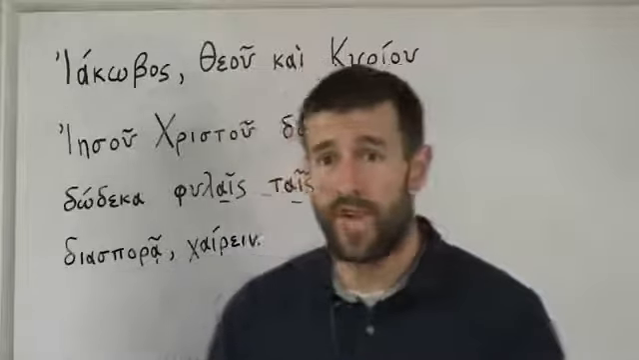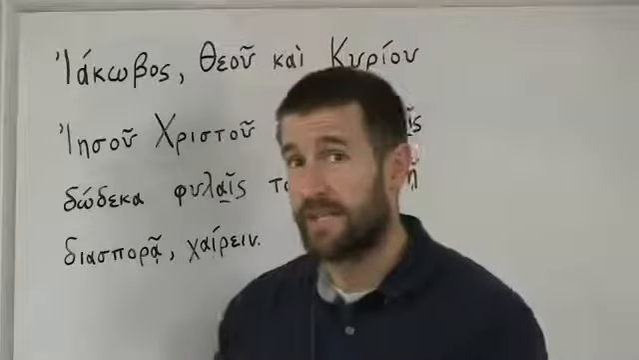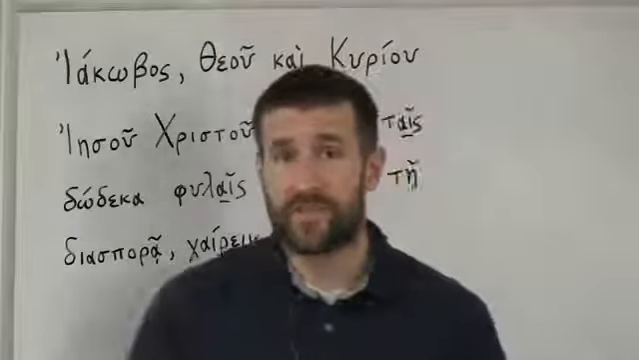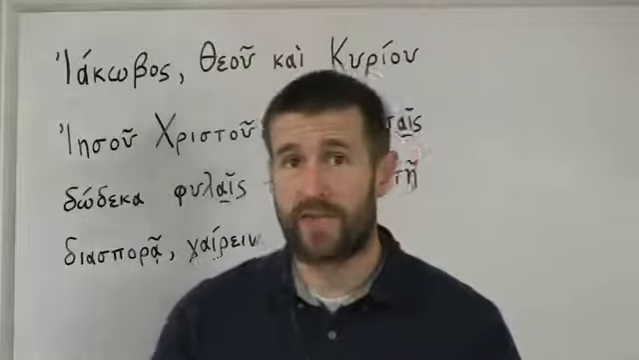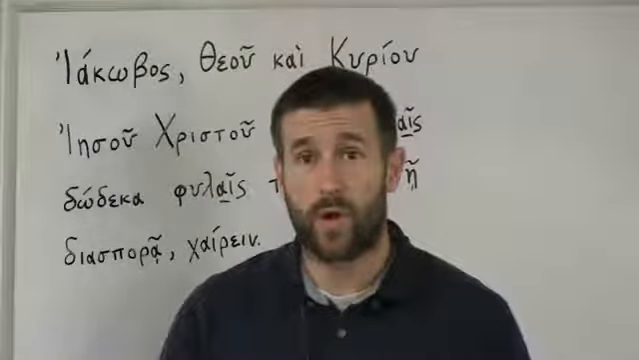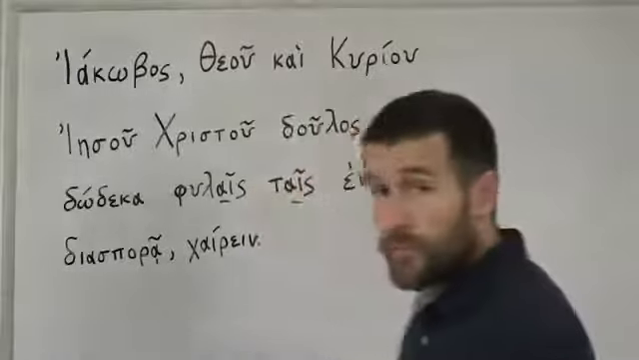Today I want to go over with you James 1:1 from the Greek New Testament. In English, this verse says, "James, a servant of God and of the Lord Jesus Christ, to the 12 tribes which are scattered abroad, greeting." Now let's go through this word by word.